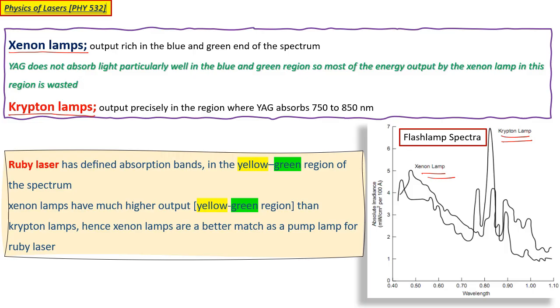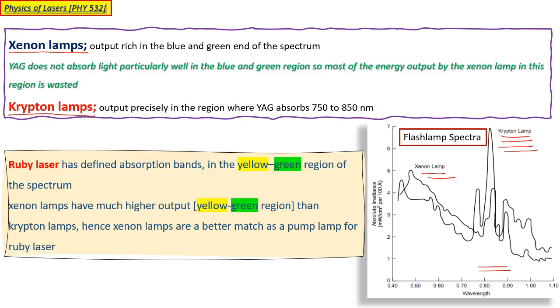तो यहाँ पे आप देख सकते हैं कि ये जो krypton lamp है that is 0.8 to 0.9, so it's in the IR region. So the IR region is very much suitable to pump the YAG laser, as we have seen in the last slide. So the krypton lamp is a good source to pump the YAG laser.